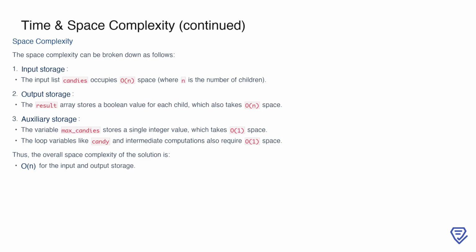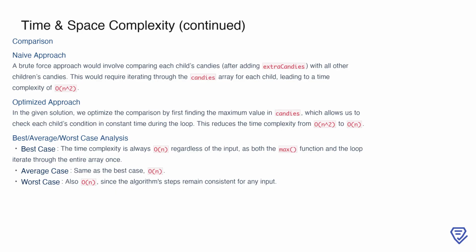Beyond the input and output storage, we account for auxiliary storage. Here, the variable max_candies holds a single integer value, using O(1) space. Likewise, the loop variables and any intermediate computations also occupy only a constant amount of memory, O(1). Adding these together, the dominant factor is the space used for the input and output arrays, making the overall space complexity O(n).